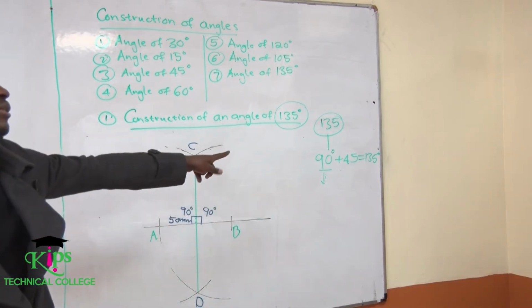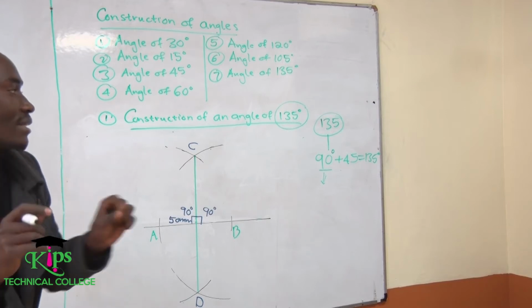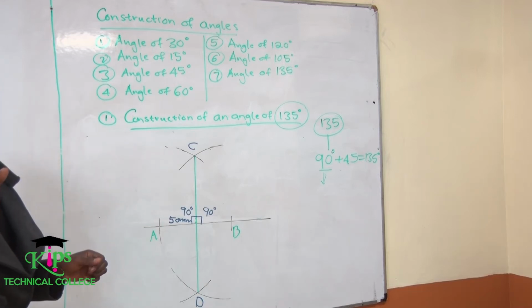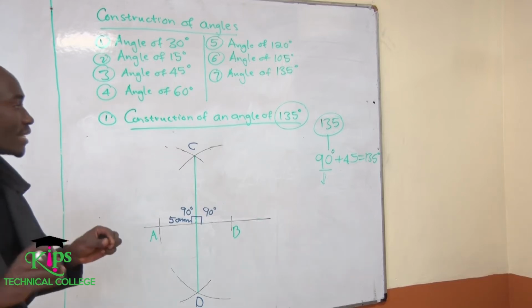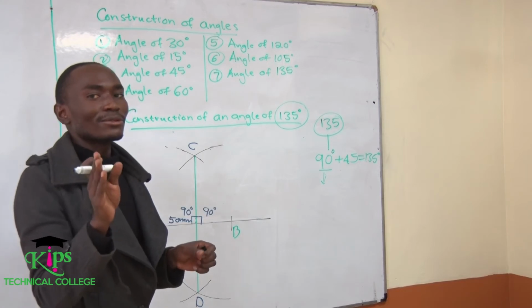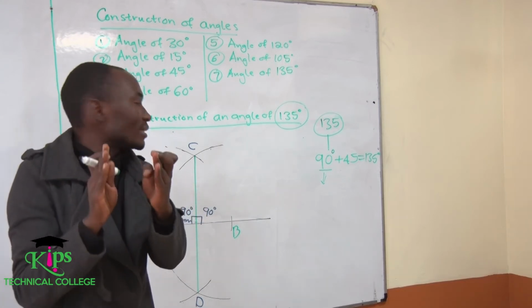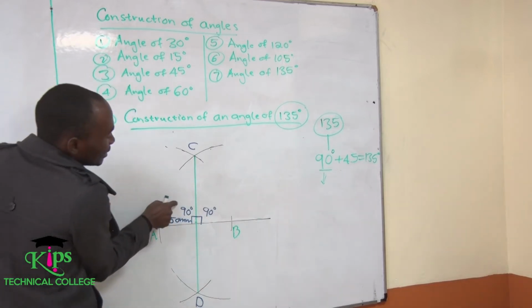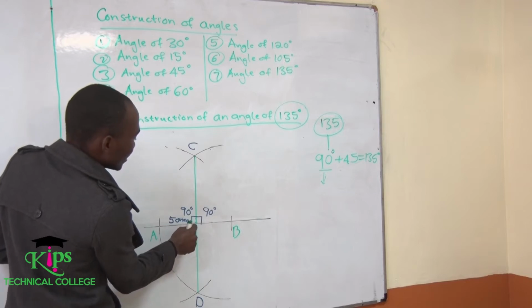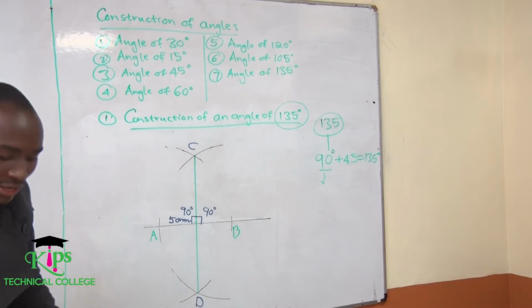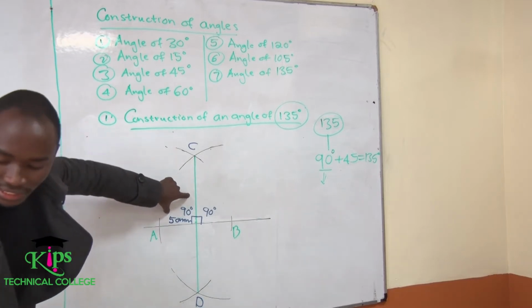I said that you need to construct an angle of 90 degrees first, then you add 45 degrees. How do you get an angle of 45 degrees? To get an angle of 45 degrees, you need to bisect the 90 degrees. By bisecting, I mean you divide the 90 degrees to get 45 degrees. I want 135, so let me bisect this 90 degrees, which is here.